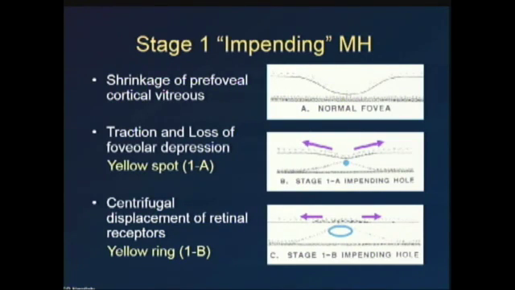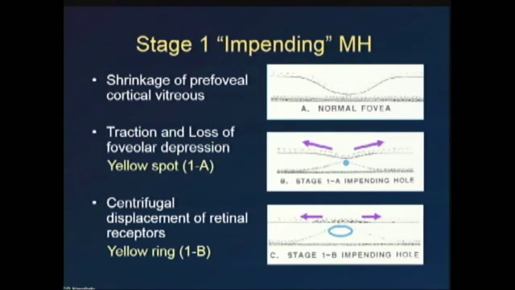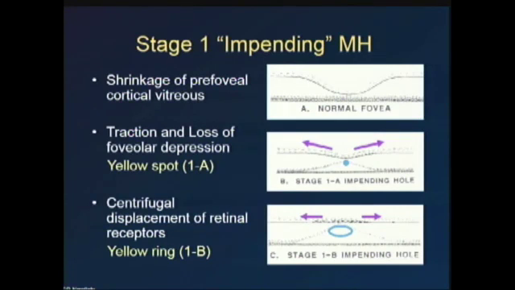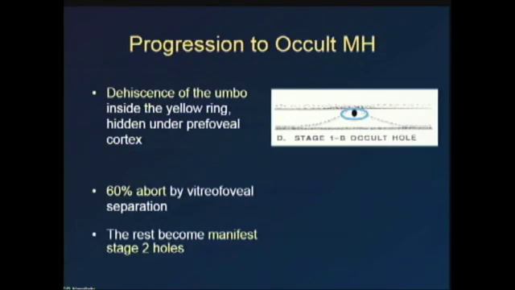And as the traction increases sideways, this xanthophyll is going to migrate centrifugally to create what we call a ring, okay? In both these cases, you don't have a hole in the retina yet. The fovea is not split yet, it's just stretched. And therefore we call this impending hole. This is not a hole yet, okay?